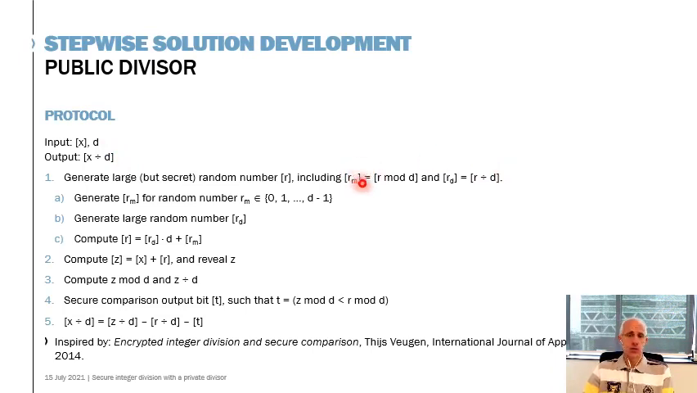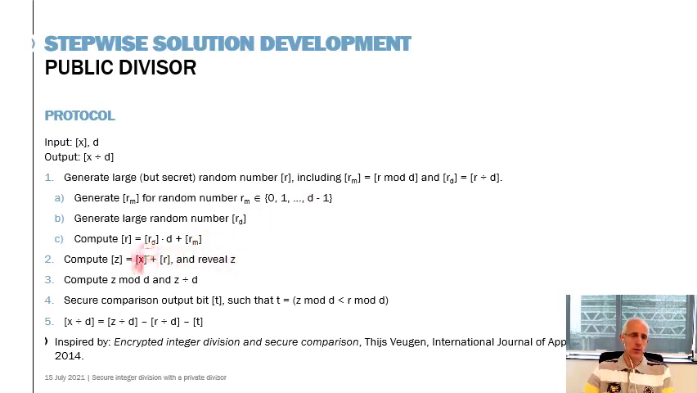And you also need to know the remainder of this secret random number and the dividend, the div. You could do that, for example, by first generating Rm as a uniformly random number between 0 and d, then generate a large random number Rd and compute R as a result. Then you have a large random number.